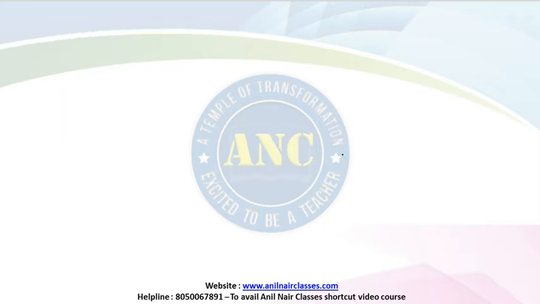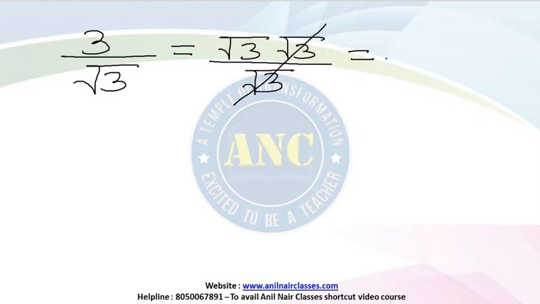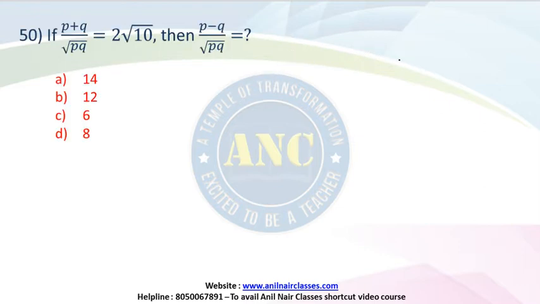In a simple way, suppose I have 3 divided by root 3. This you should know, but I am just explaining it in case you don't. 3 can be written as root 3 into root 3, because root 3 whole squared is 3 itself. Divided by root 3, so 3 divided by root 3 can be written in the numerator itself as root 3. Getting the point, right?